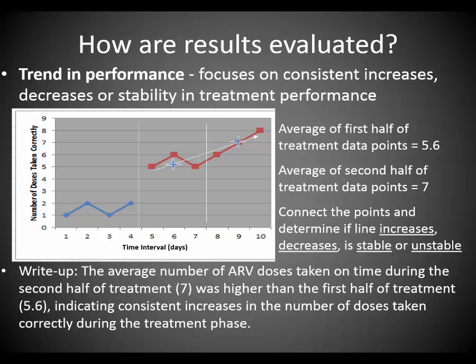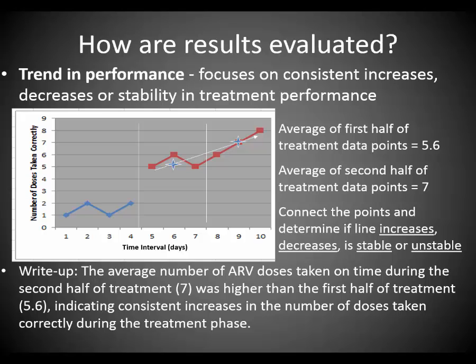So if we look at our example data, what we find is that the first half of the treatment phase includes a 5, a 6, and a 5. We would add these numbers together and divide by 3, giving us the first half of treatment being an average of 5.6. The next thing that we would want to do is examine the average of the second half of treatment. So we would add a 6 plus a 7 plus an 8 and divide by 3, which gives us a total of 7. And basically what we're seeing is that there is an increasing trend.